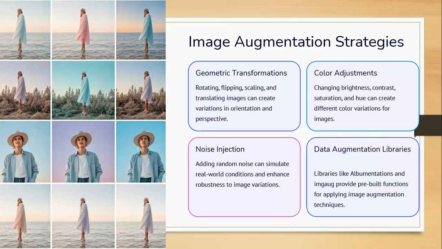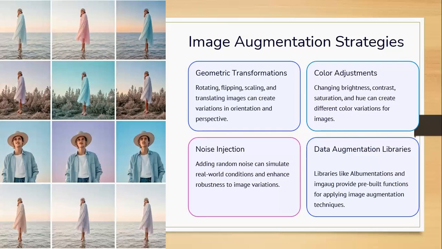Considering the image augmentation techniques, here we are using geometric transformations. Geometric transformation means rotating, flipping, scaling and translating the images, which can create variations in orientations and perspectives. For example, if you have an image and want to create more images from a single image, we can perform this geometric transformation. And also color adjustment: changing brightness, contrast, saturation and hue can create different color variations for the image. By using color adjustment also, we can increase the data size of the image.